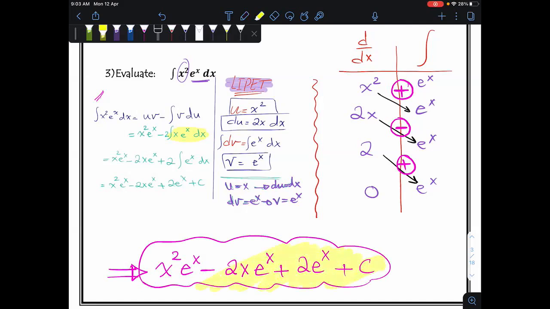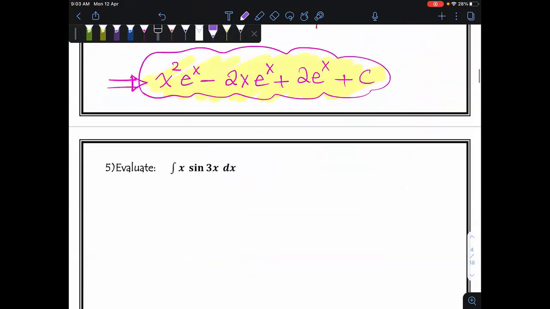So here, the final answer, which is the same as this one: x squared e to the power of x minus 2x e to the power of x plus 2e to the power of x plus c. This answer is by using the table and this one by using the rule. That's all for integration by parts.